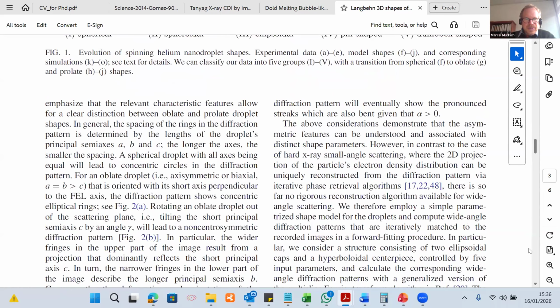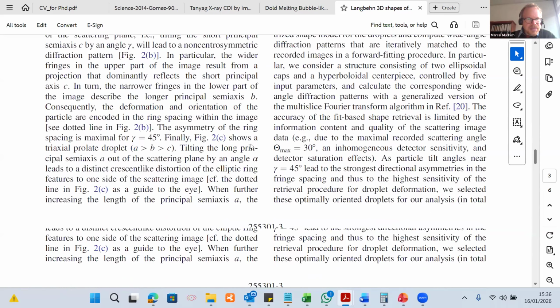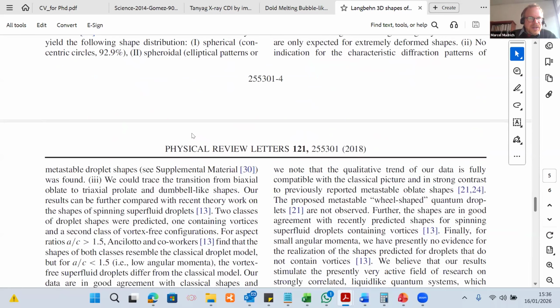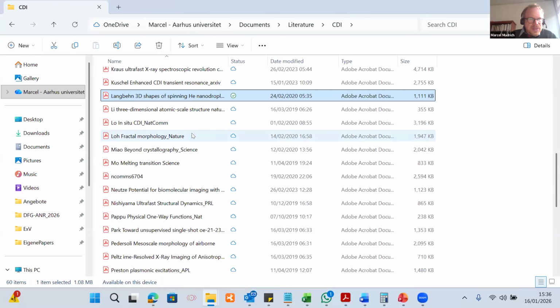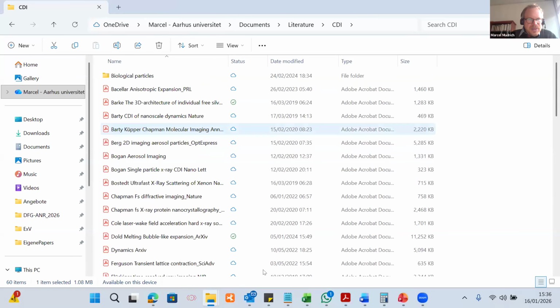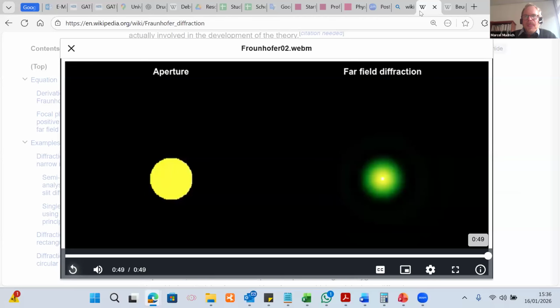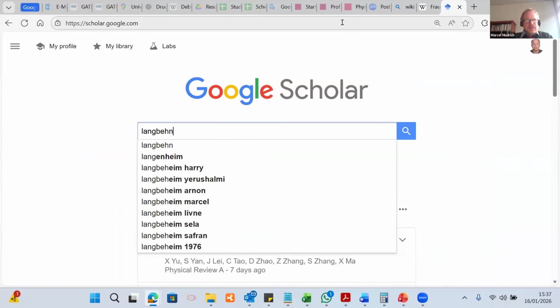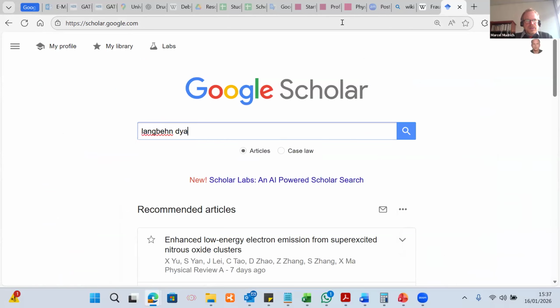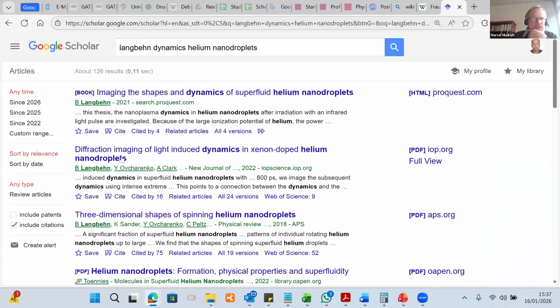And I think there's also this other paper where they did some dynamics. Where is it? I think this is also long dynamics. Droplets. Yes.